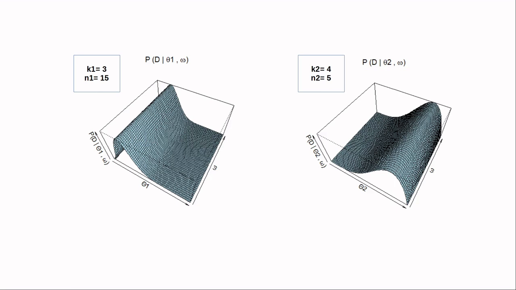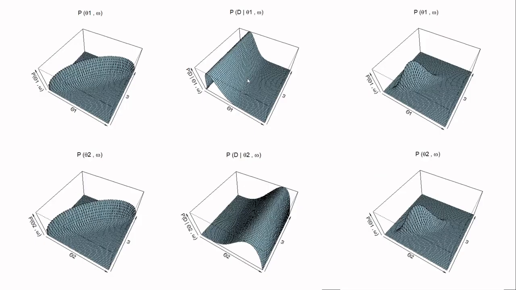So in the case of the prior, we would have needed the probability of theta 1, theta 2, and omega to fully describe the joint distribution, just as here we would need the probability of the data given theta 1, theta 2, and omega to fully describe it. But then we get into a position where we would need 4 dimensions, and so it's getting difficult to show that.